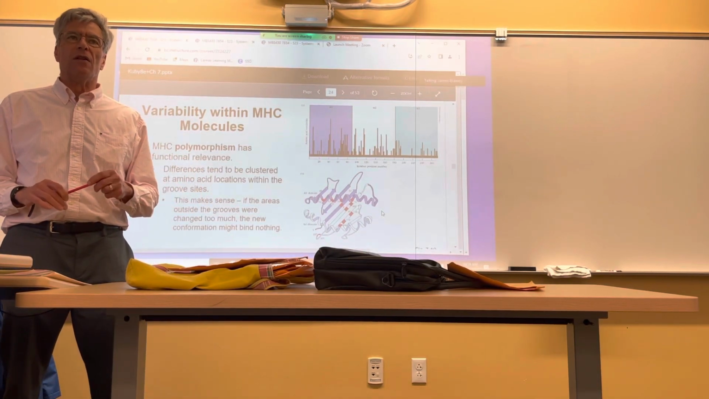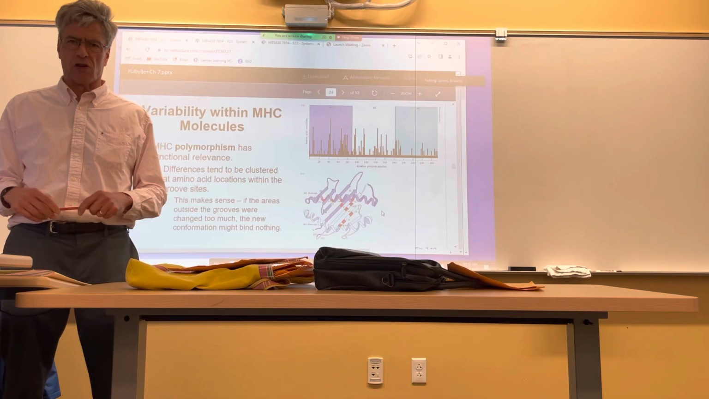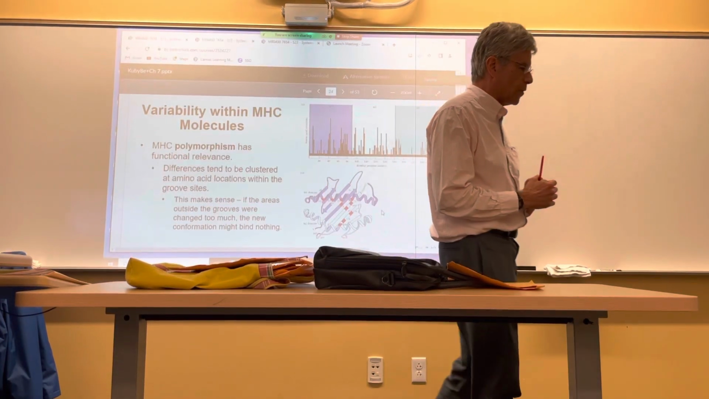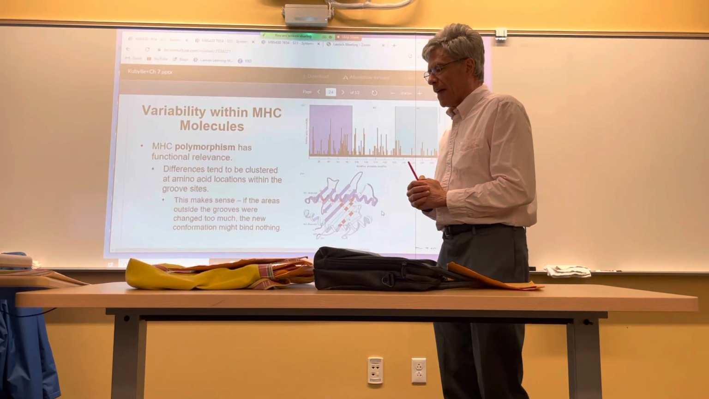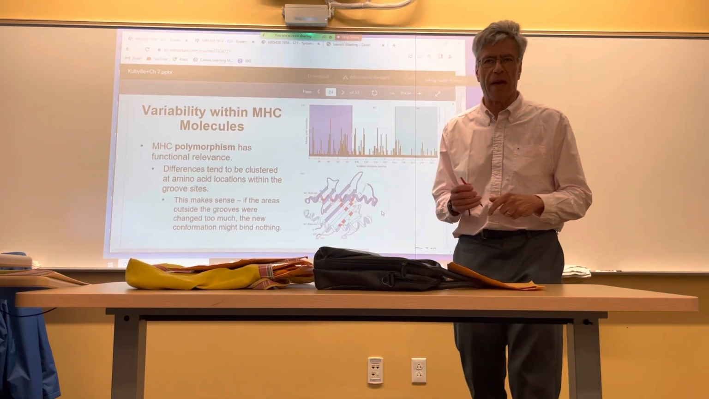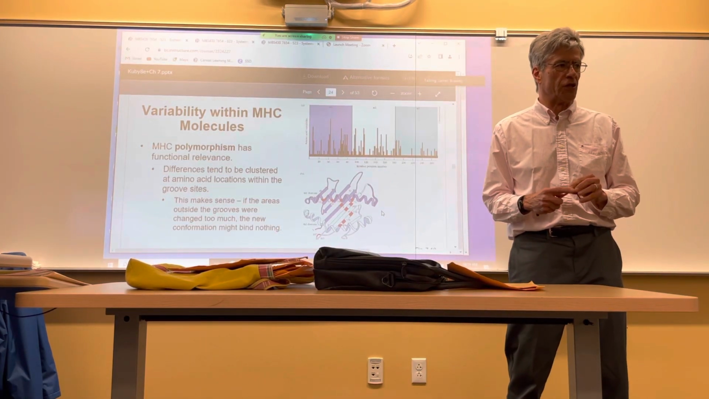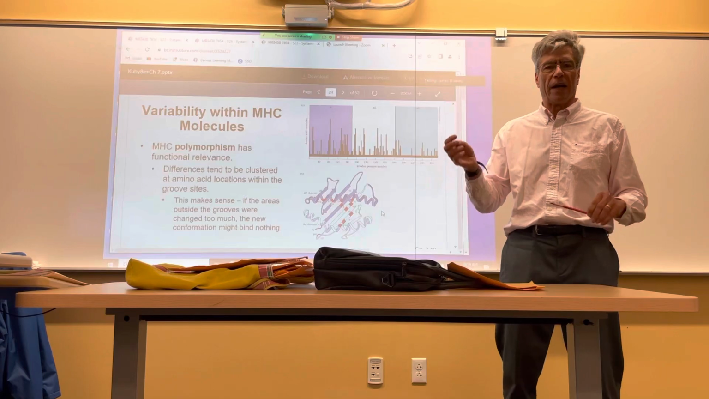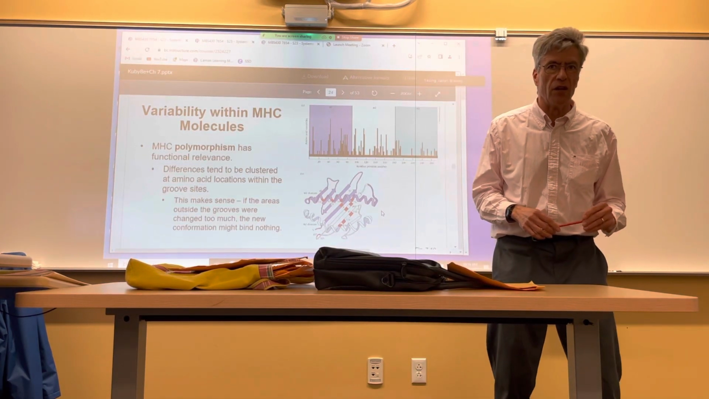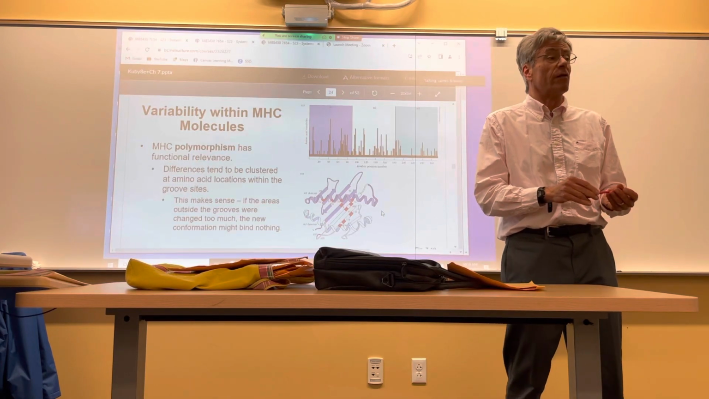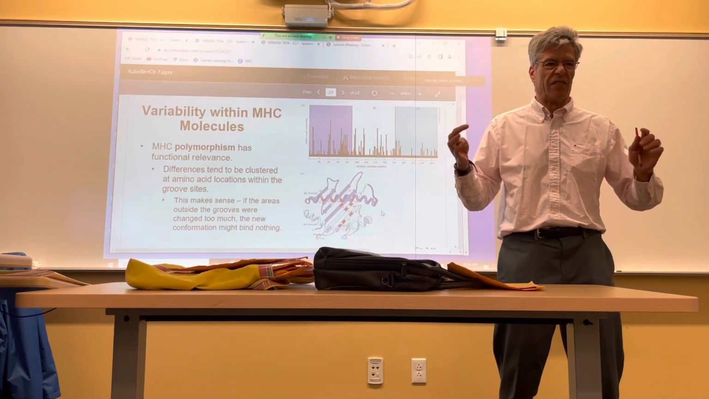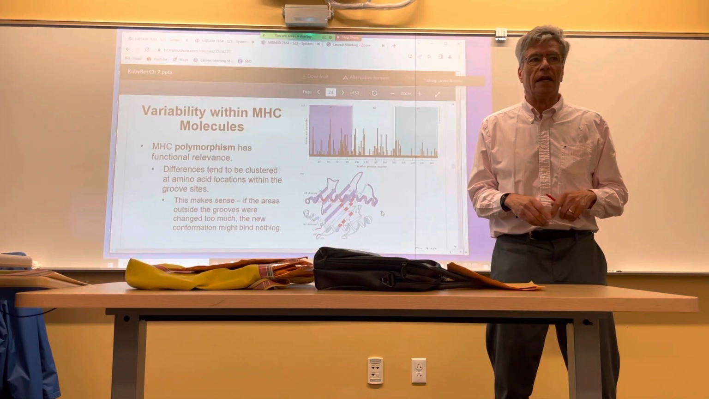So the polymorphism is functional. And you can imagine, and it's certainly true, that there's great attention paid to those positions in peptides that will bind and won't bind, in looking at alleles that are associated with an autoimmune disease, for instance, type 1 diabetes, and those that aren't associated. So that's a big area.